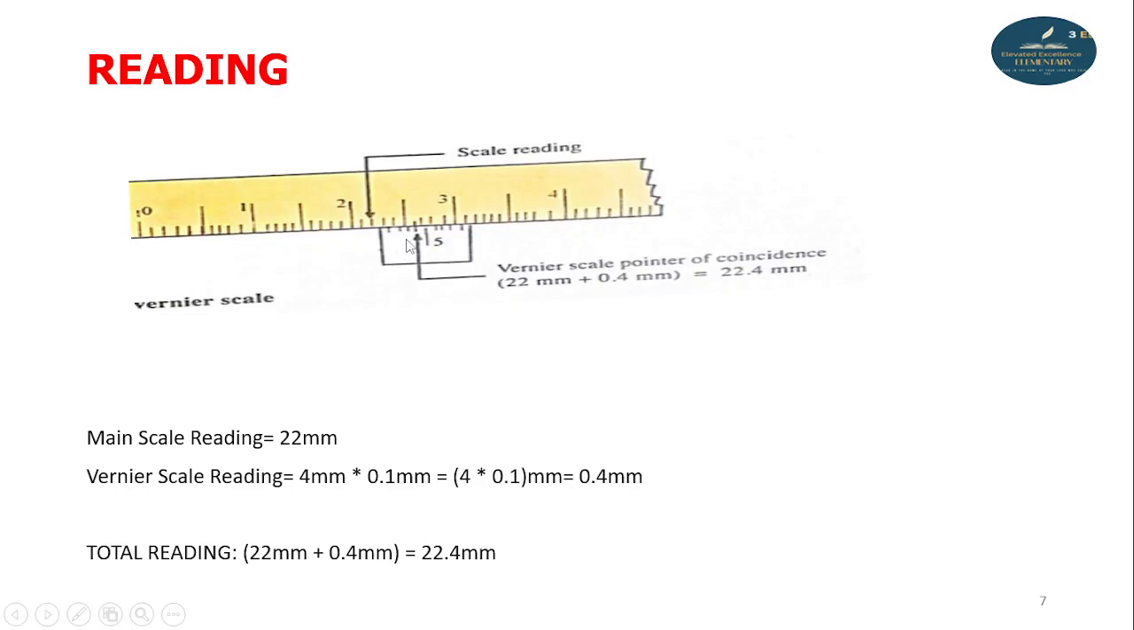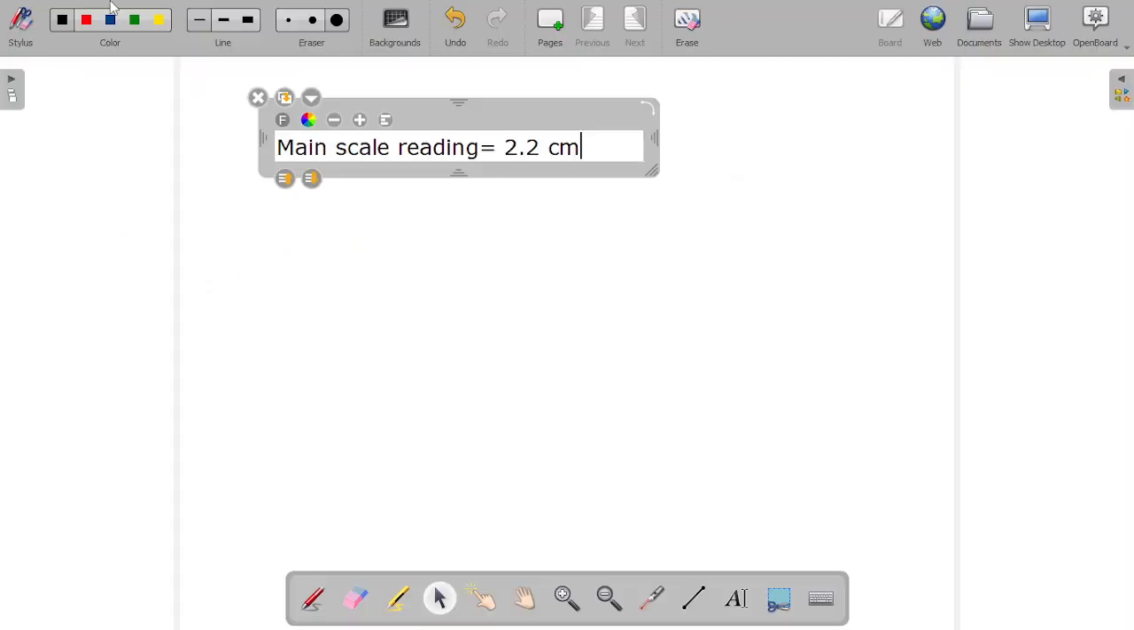Take note. So how do we do that? If this is 5, then this is 1, 2, 3, 4, 5. Then we have 1, 2, 3, 4. Then the point of coincidence is 4. But we are not going to write 4 only as the vernier scale reading.